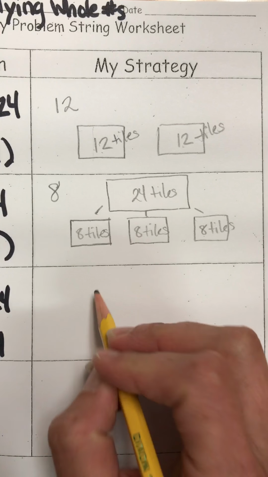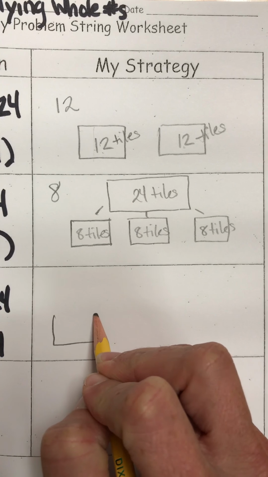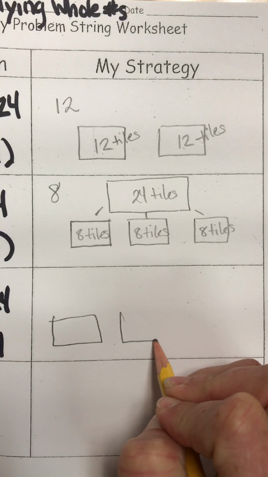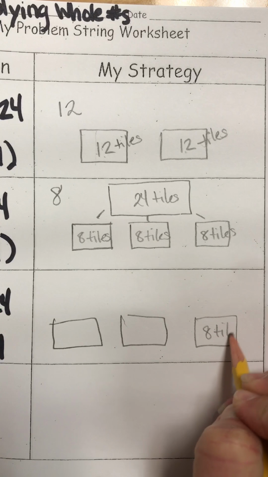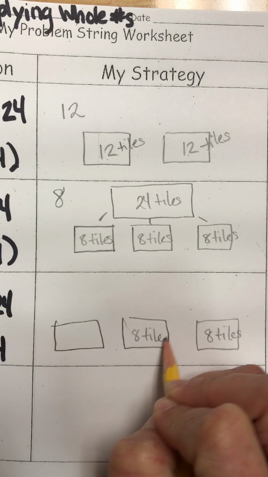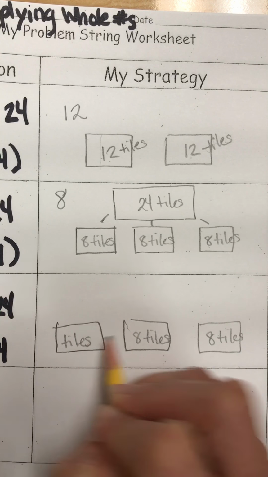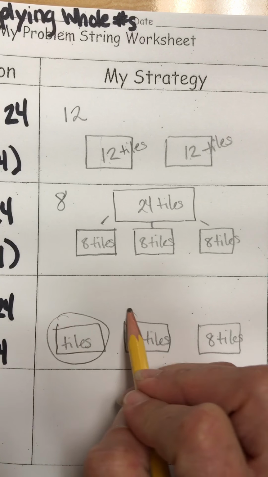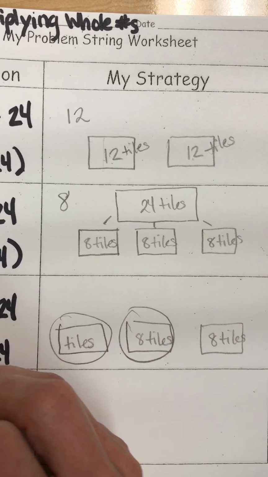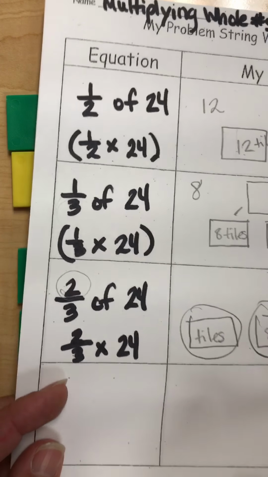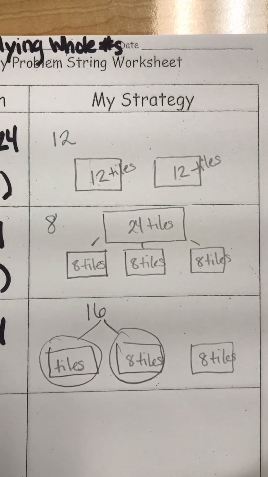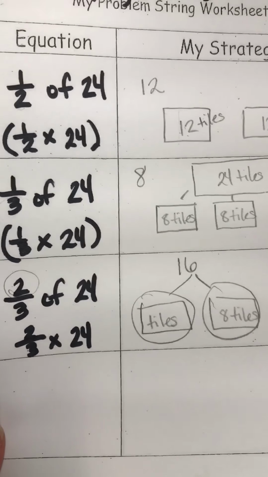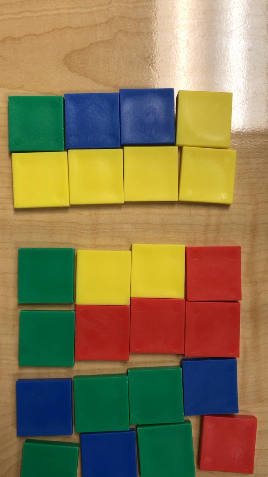So now, again, I had my 24 tiles. I still had my 8, 8, and 8 tiles. And 8 tiles. I'm writing kind of crazy on these tiles. And I only needed 2 out of the 3 groups because I have a 2 here on my problem. So my answer would be 16. So 2/3 of 24 is 16. Okay, my next problem, I'm going to put my tiles back together.